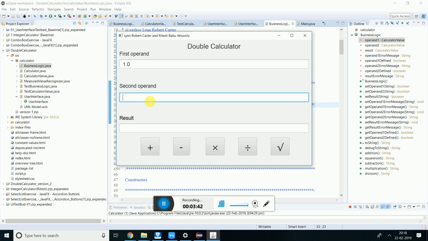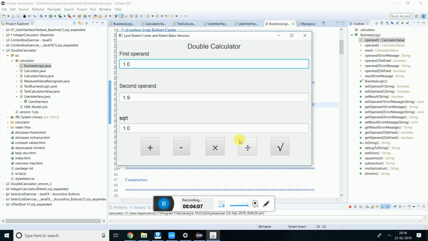Let me give you another example. If you just remove one of the operands, the result text field is cleared over here, as you have just observed. And as I previously mentioned, the square root performs the square root operation of only one operand.